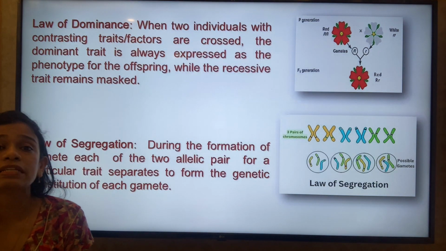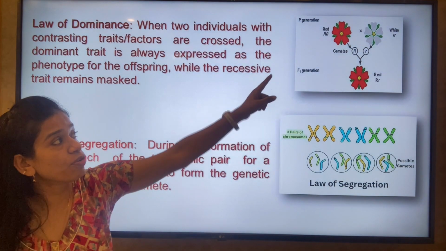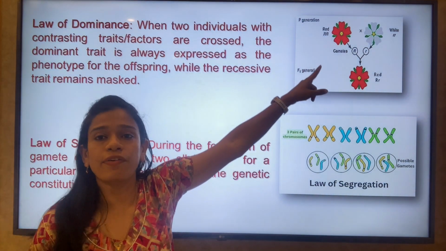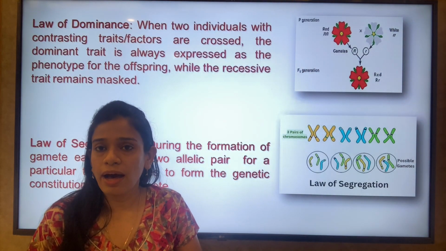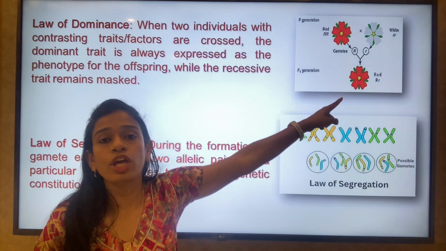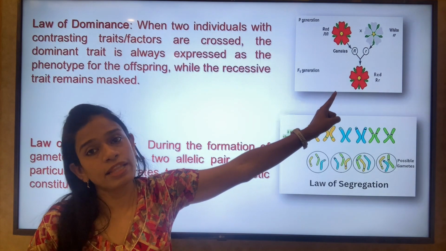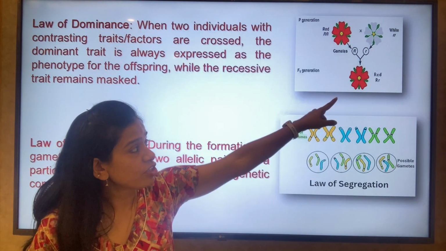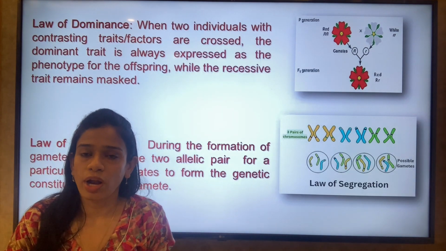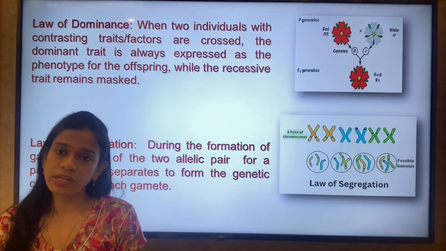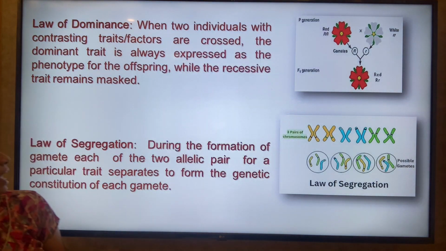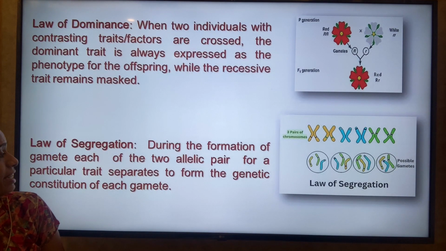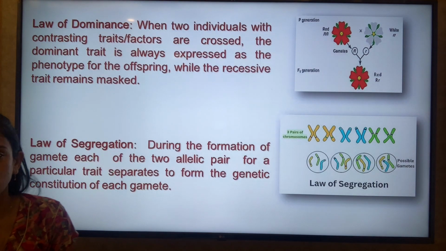Second is the law of segregation. Here you can see that red flowers were crossed with white flowers. Because capital RR is dominant over small rr, you get all red flowers in the F1 generation, that is capital R small r. Because capital R, the dominant trait, is present, it gets expressed. Law of segregation: during the formation of gametes, each of the two allelic pair for a particular trait separates from the genetic constitution.